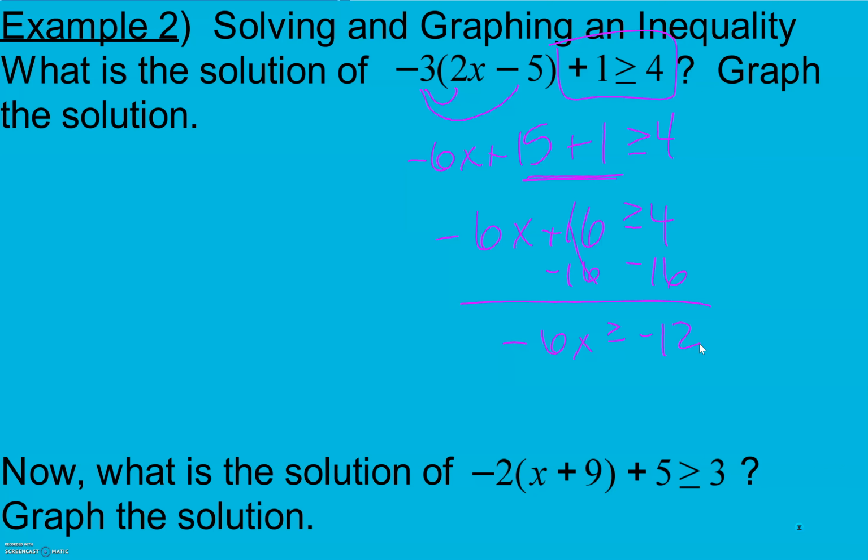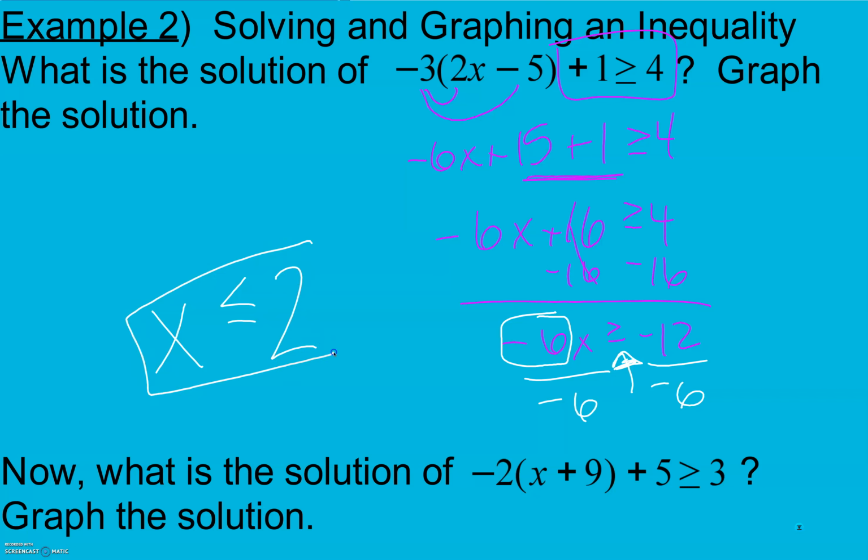And now, because right here, I have a negative 6 that I'm going to divide by, when I do that, I've got to flip my inequality. So I'm going to get x, instead of being greater than, now it's less than or equal to 2. And we have to do that in order to keep it equivalent. If we plug numbers in to check there, guys, that's what we'd have to do to keep it equivalent.